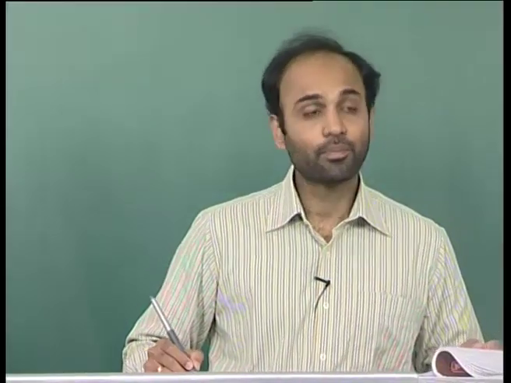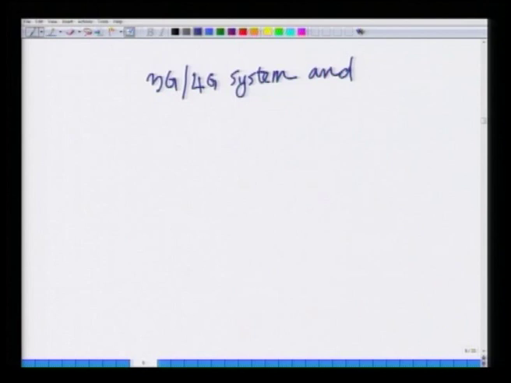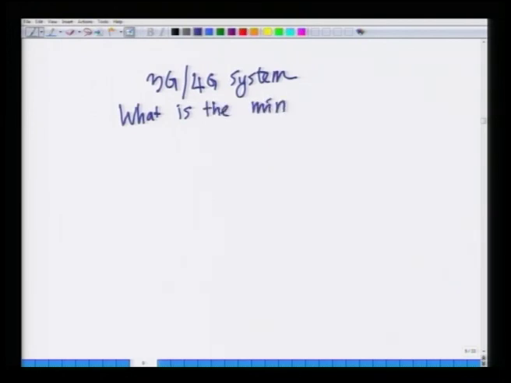Now, let us consider a 3G or 4G system. In a second example, let us consider a 3G/4G system, and again ask the same question: what is the minimum antenna spacing required for diversity or independence of the channel?